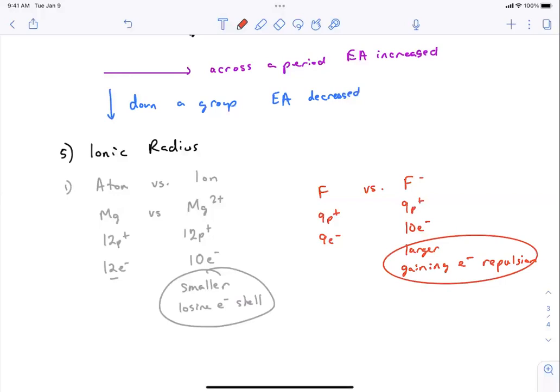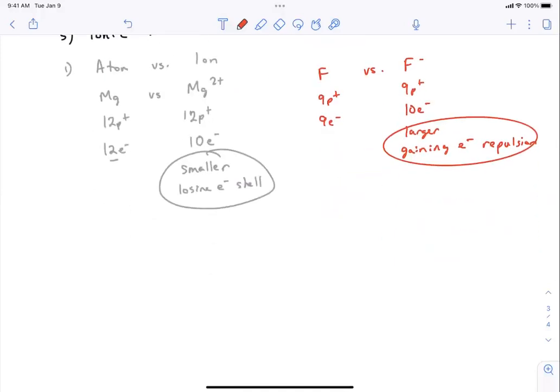So I think with ionic radius, if you're ever comparing an atom versus ion or ions with each other, the thing you want to do is ask yourself, how many protons and how many electrons do each of these things have, and then compare them that way. Because I think that's the best way to approach it. That's one way to compare ionic radius.